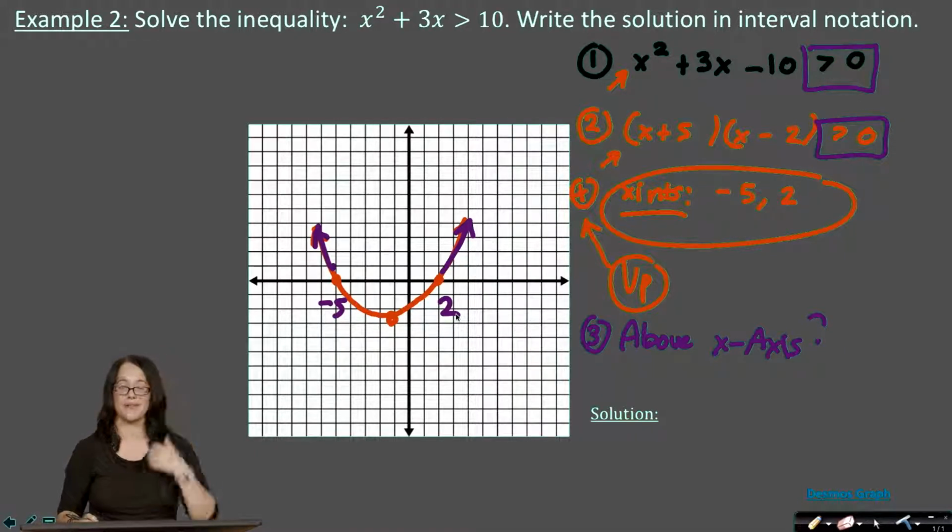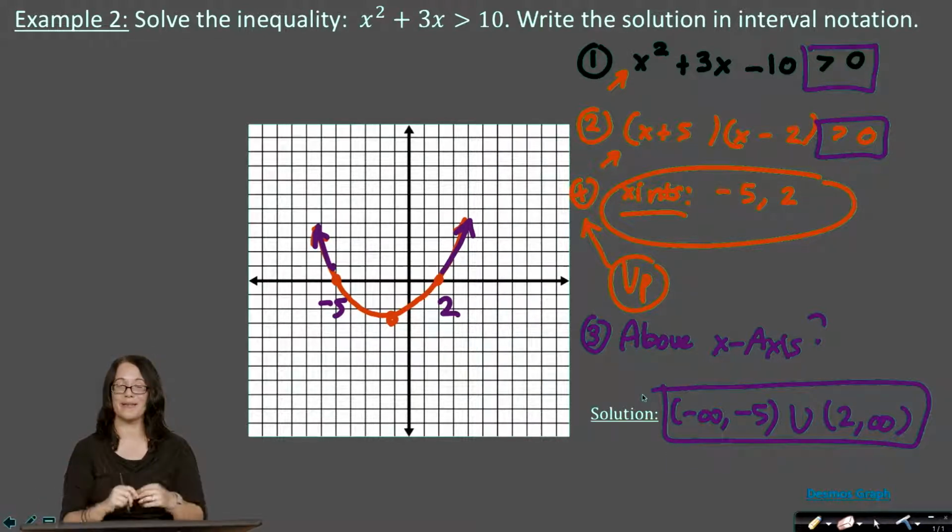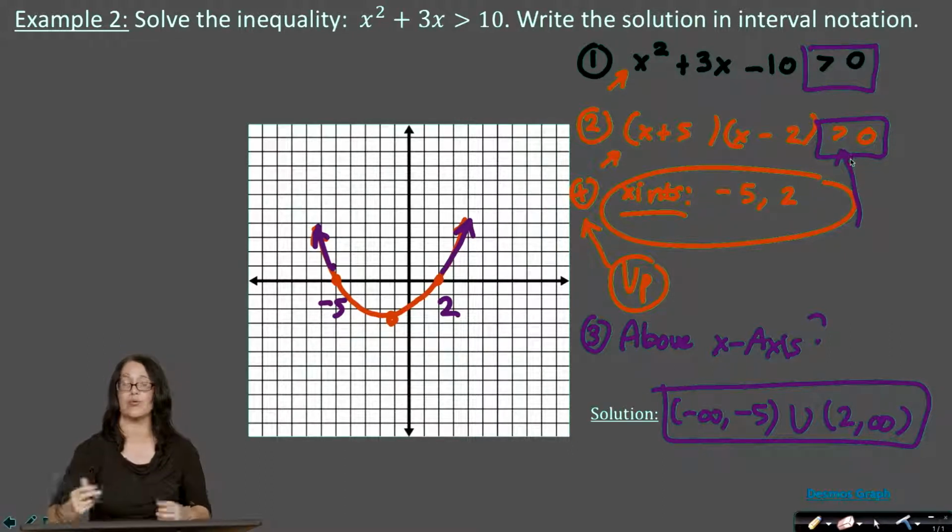So how did you write your answer? What was your solution? Was it negative infinity to negative 5 with parentheses, union parentheses 2 toward infinity? I hope so. Again, why did I use parentheses instead of brackets this time? That's right, because I didn't include the option of outputs of 0. They were strictly greater than 0.